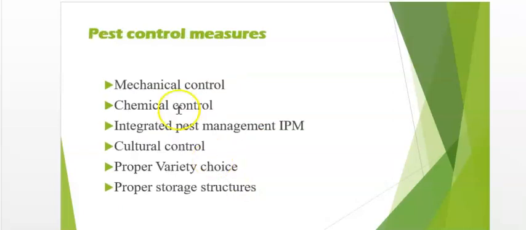So let's look at the pest control measures. These are basically the ways of controlling pests. So 1, we have the mechanical control of pests. 2, we have the chemical control of pests. 3, we have the integrated pest management systems. We have cultural control. We have proper variety of choice and proper storage structures.